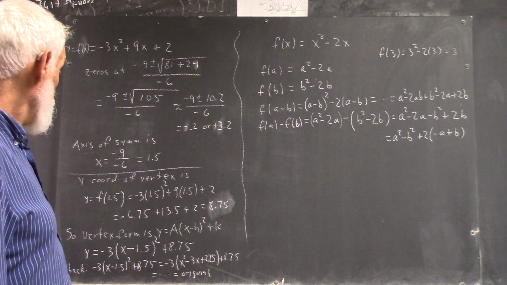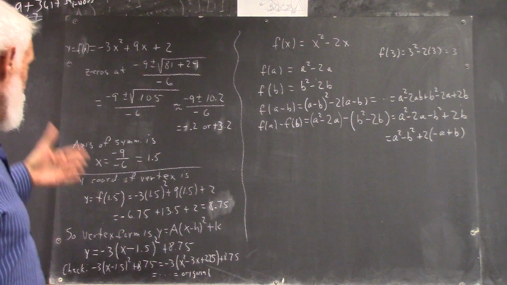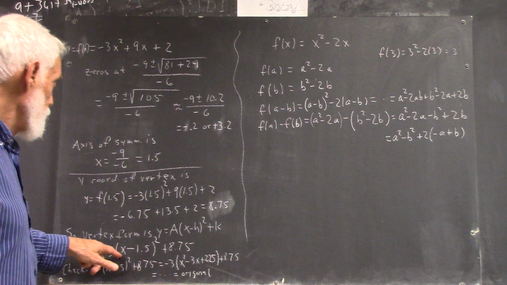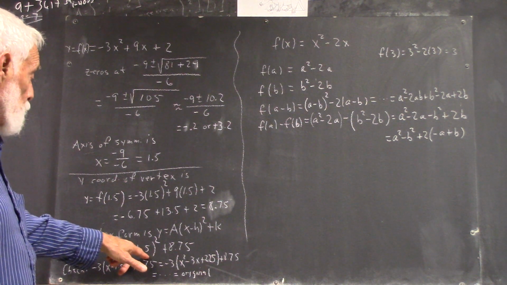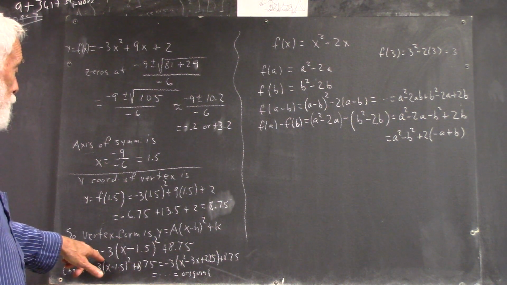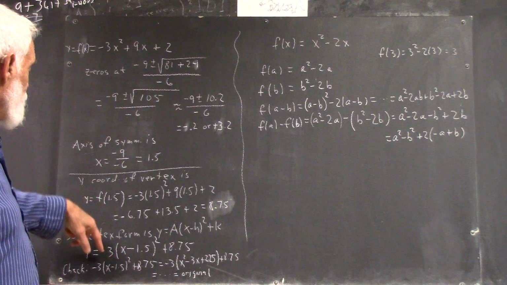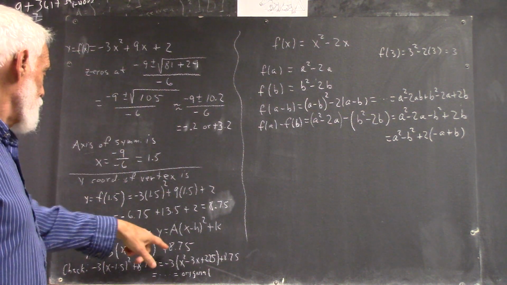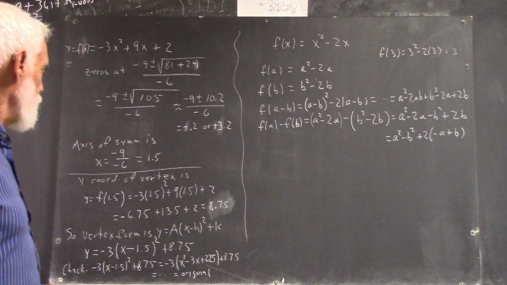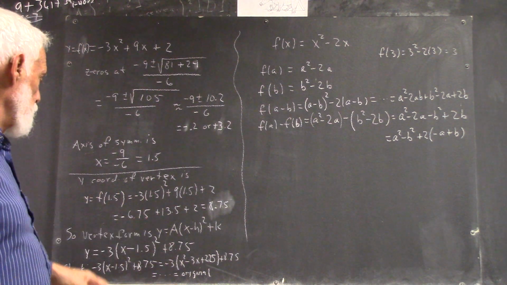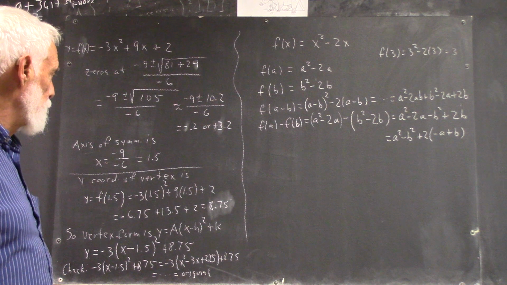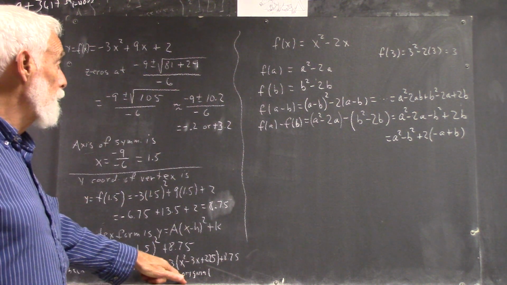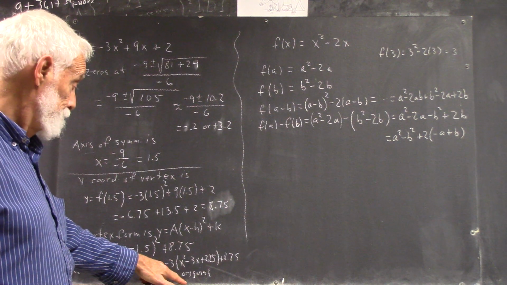So our vertex form is going to be negative a times (x minus h) quantity squared plus k. The h is the 1.5. The a agrees with the a up here. And there it is, there's our vertex form. Our vertex is (1.5, 8.75), just like it was up here. And then we check by expanding this, and we get back to the original.